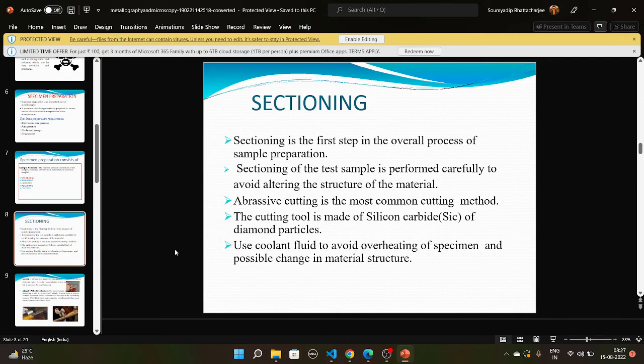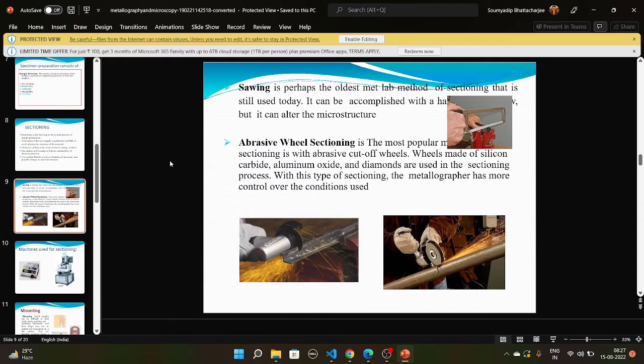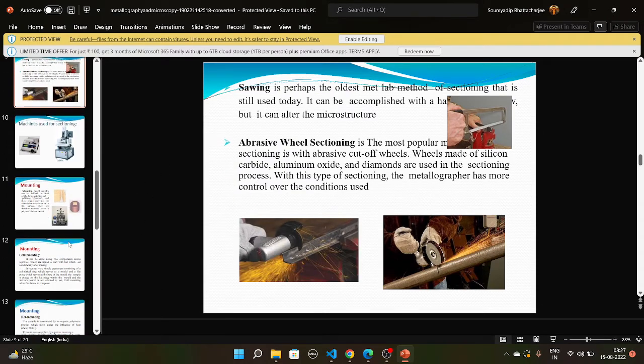What are the other methods of sectioning? Next slide. Okay, sawing. If it is a failed component, you can go for using a saw. Abrasive wheel sectioning means the wheels are very thin, and the specimen is there. Abrasive wheel, you must have heard about the grinding wheel, which in some houses you might have seen used for knife sharpening.